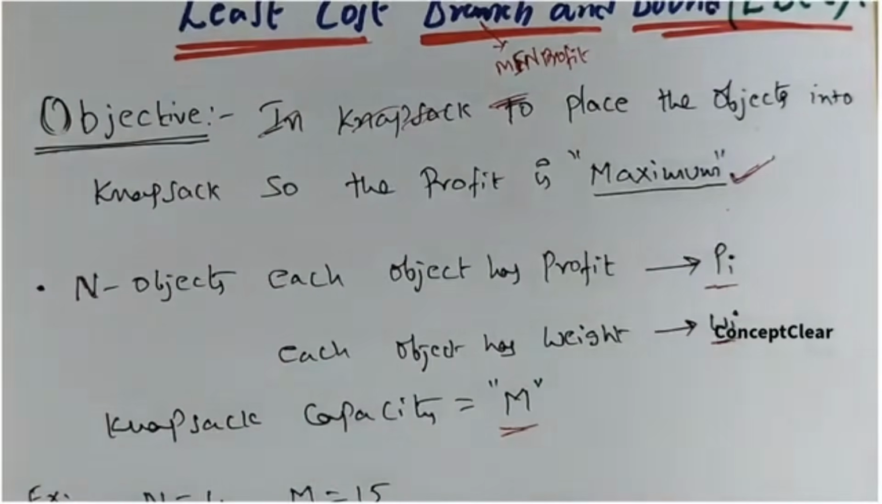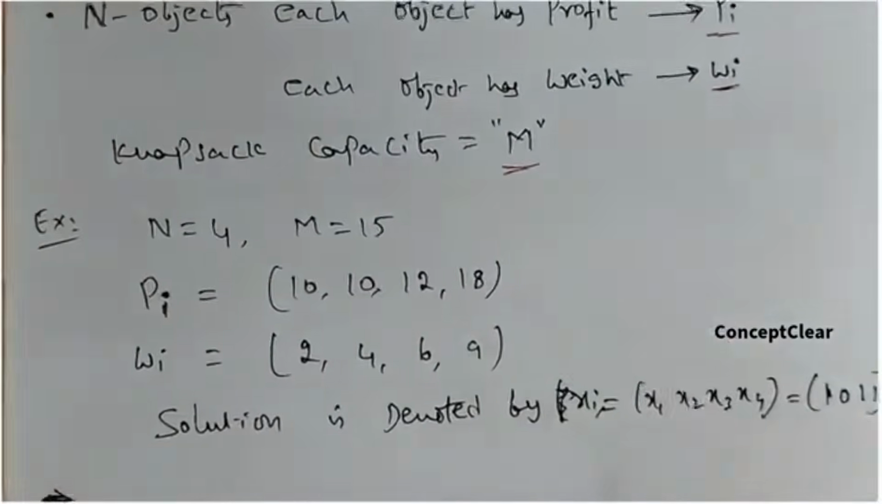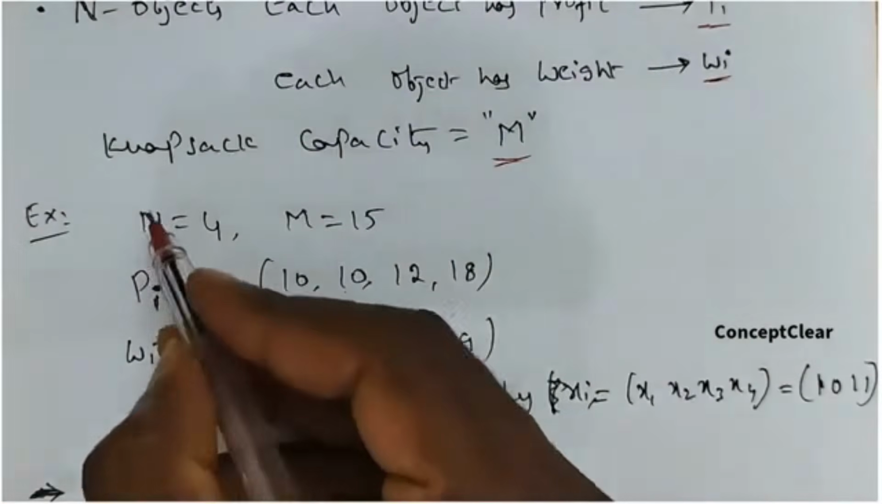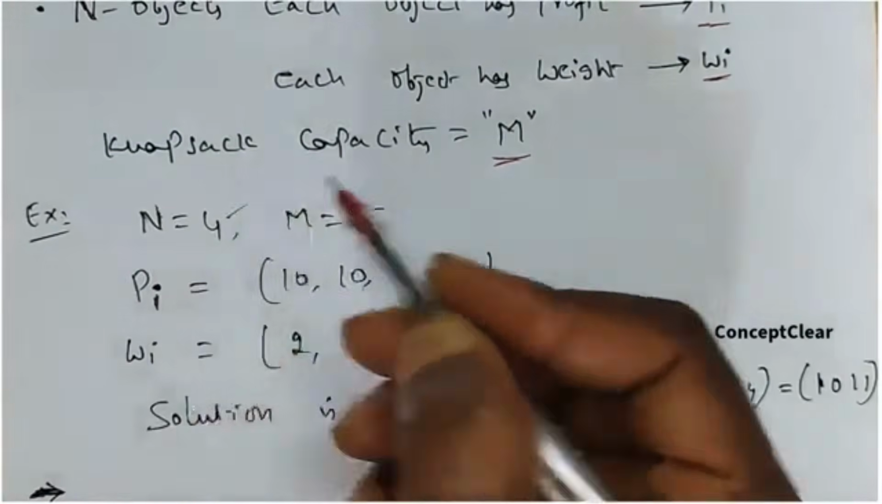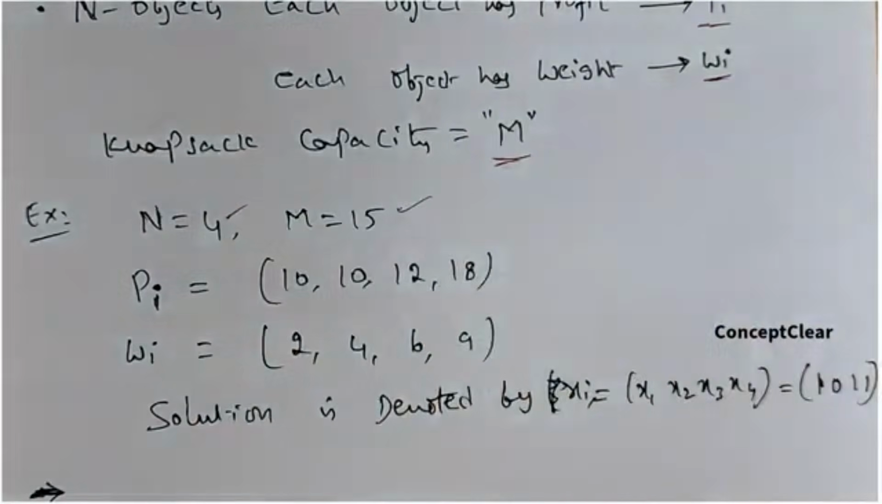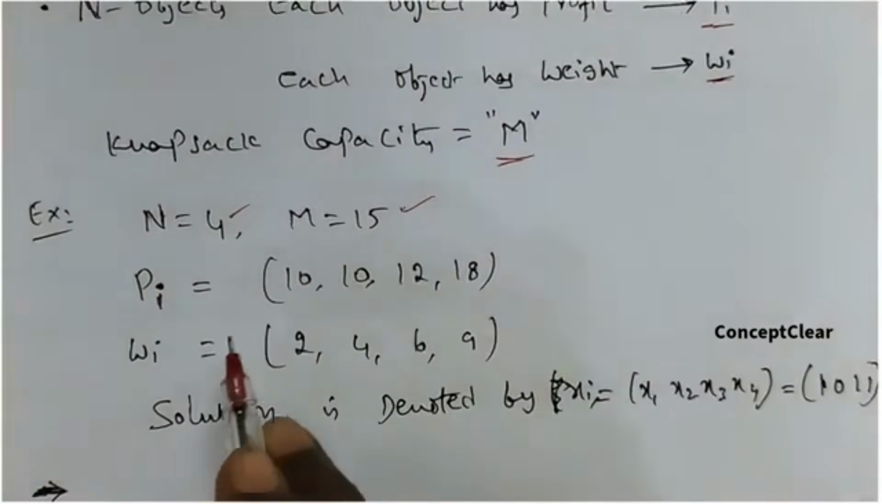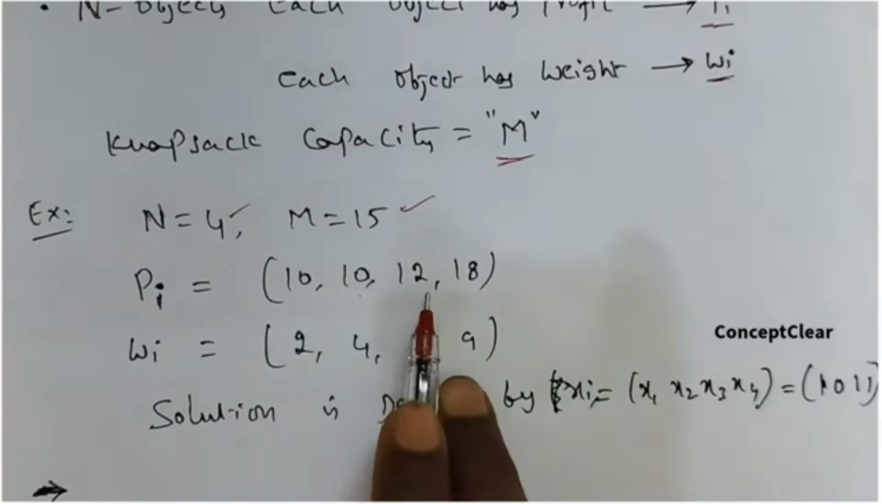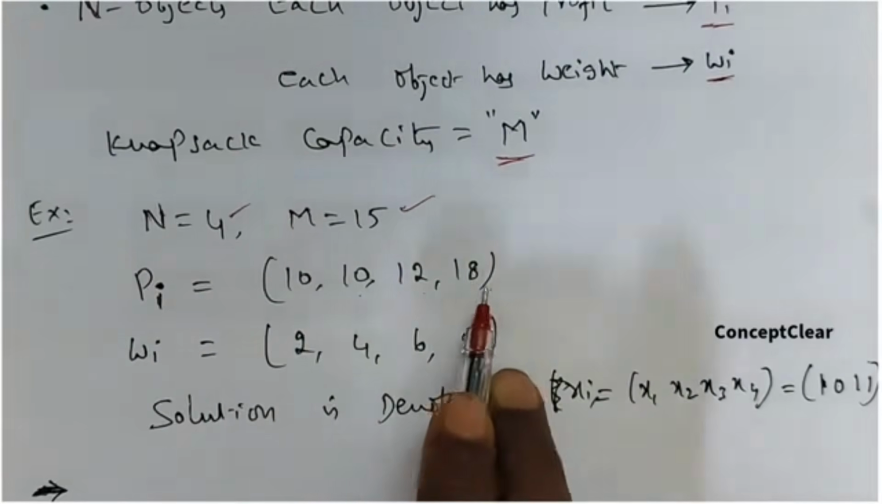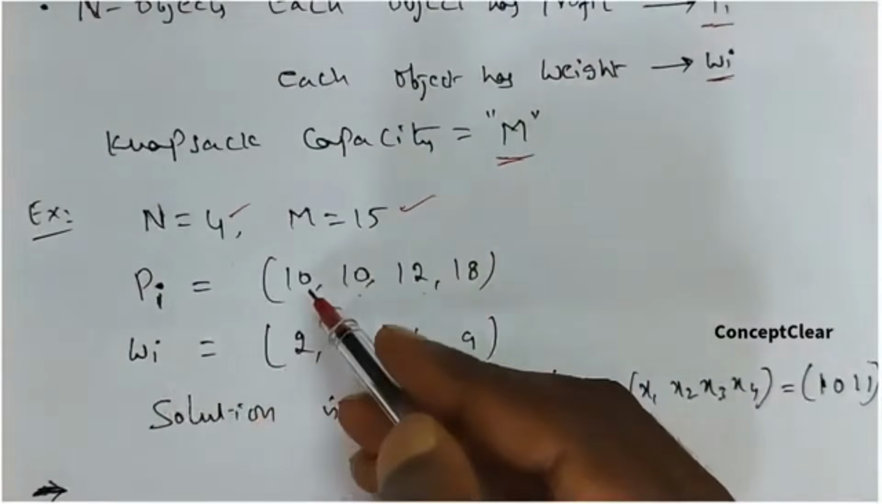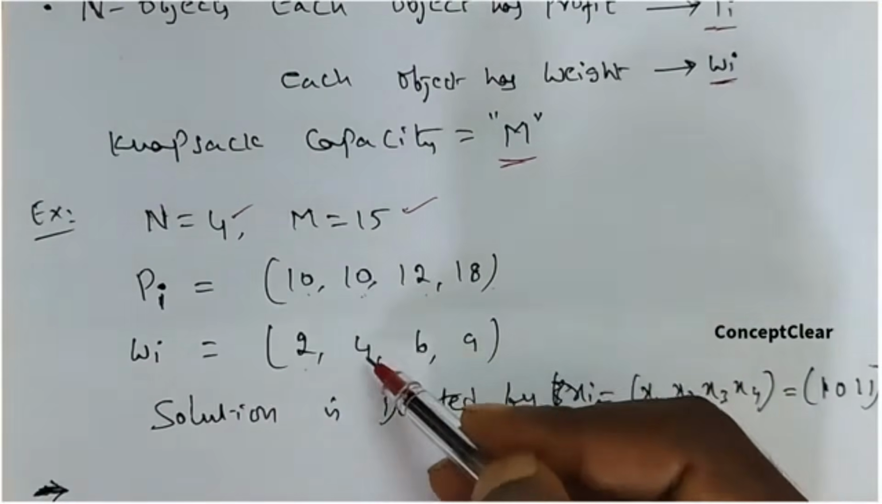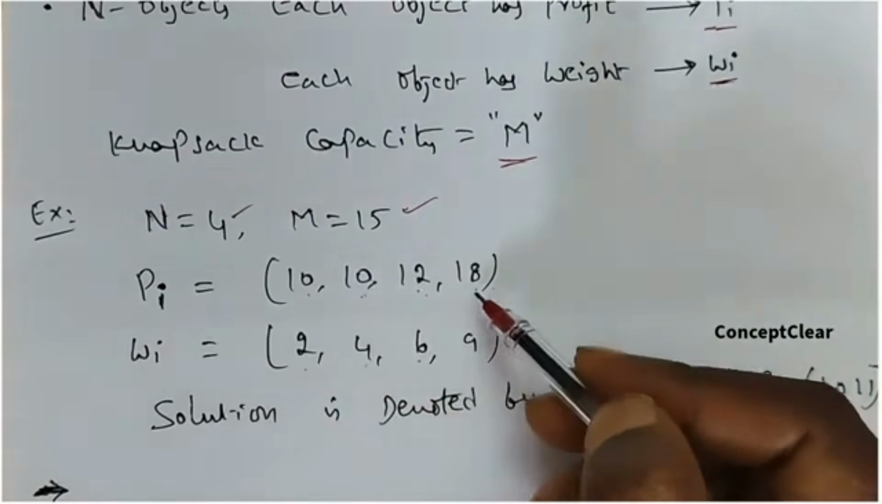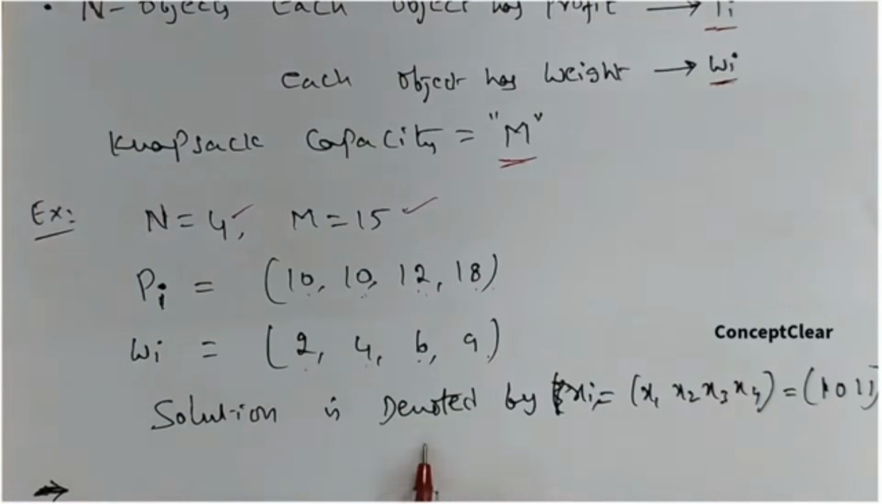We are taking one example. In this example, N equals 4, which means 4 objects. Capacity is 15. The profit values Pi are: first object 10, second object 10, third object 12, fourth object 18. And the weights: first object weight is 2, second object weight is 4, third object weight is 6, fourth object weight is 9. The solution is denoted by xi, and the xi values are 1 0 1 1.